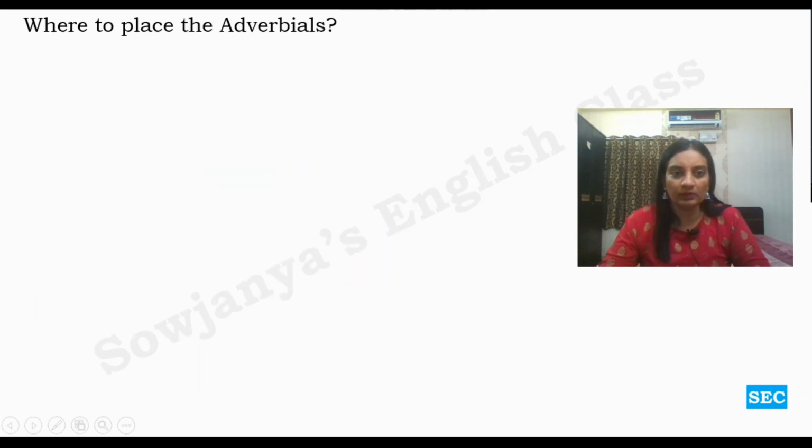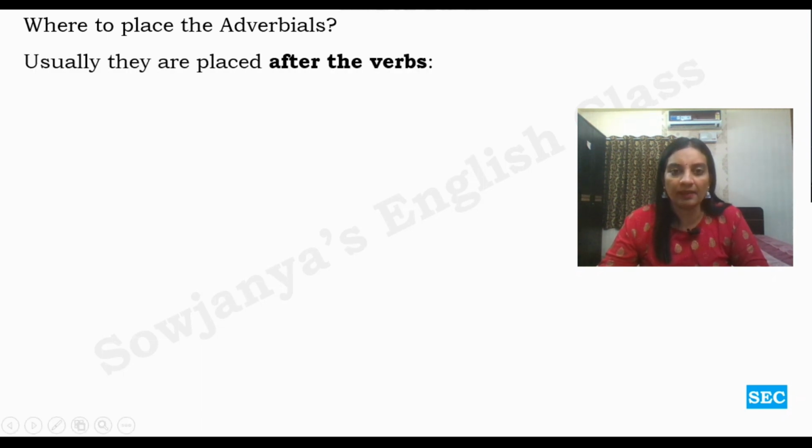Even here also learners face a bit of difficulty. Usually they are placed after the verb. See, English is such a language which has so many exceptions for each and every rule. So we cannot learn the entire thing by heart, but we have to keep observing the sentences every now and then. So usually adverbials are placed after the verbs. For example, she spoke rudely. So here the adverb rudely is placed immediately after the verb spoke. How did she speak? Rudely.